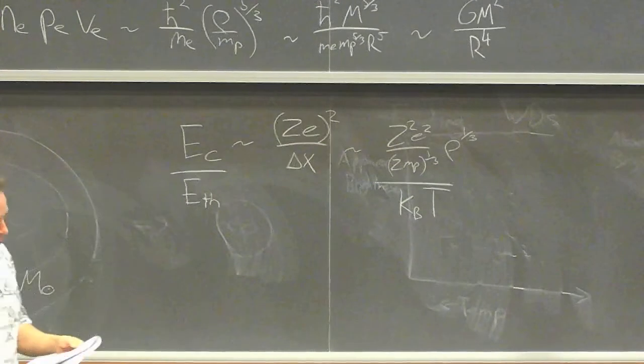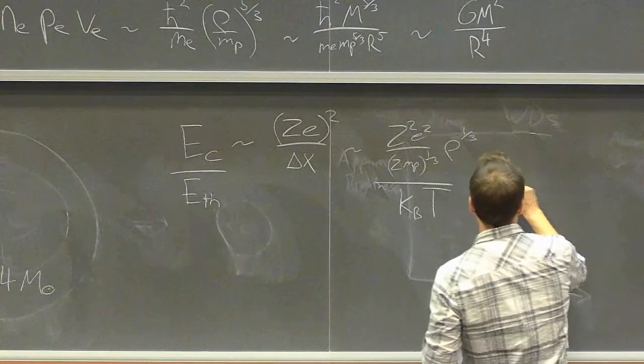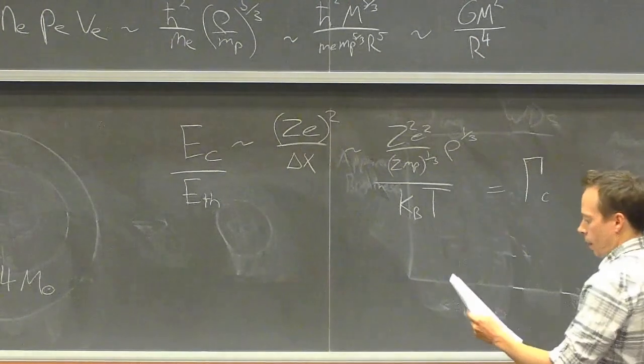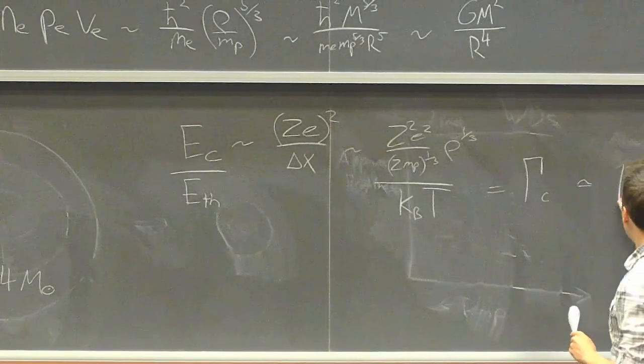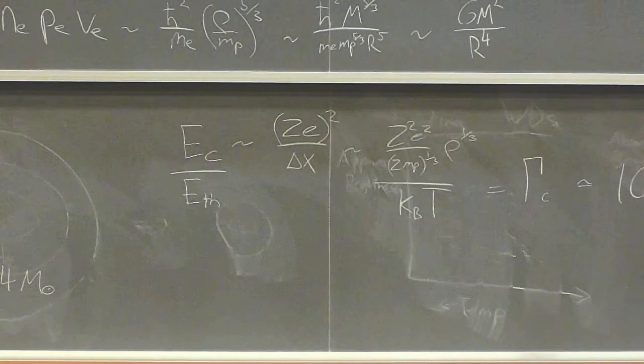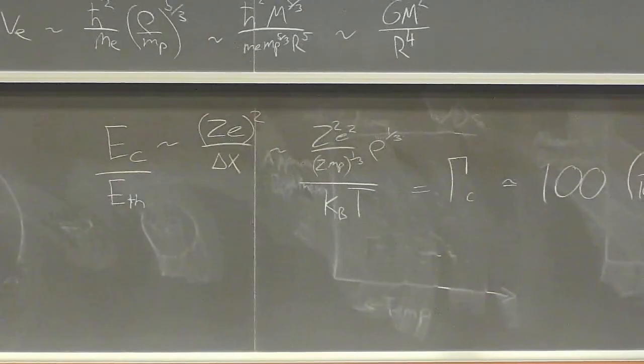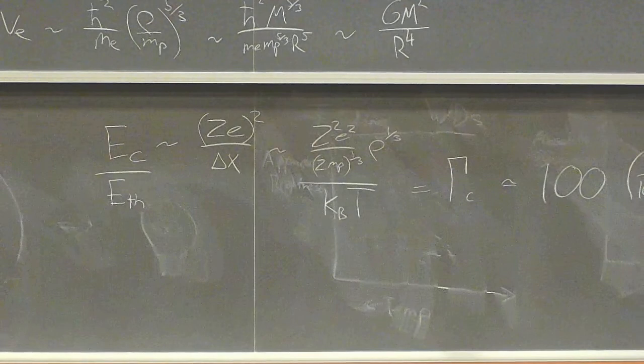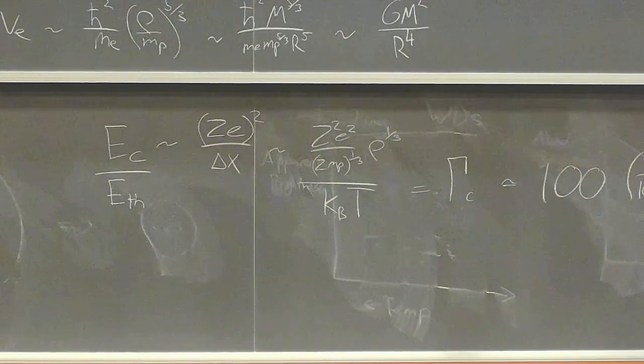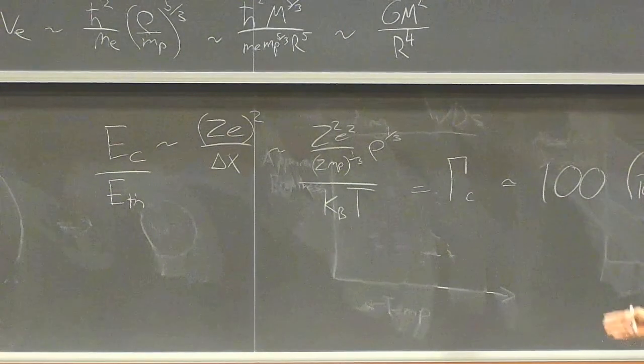And now this is an important ratio that we call the Coulomb parameter, gamma. It turns out this is roughly 100 for a temperature of 10^7 Kelvin and a density of 10^7, which is pretty typical for the interior of a white dwarf. So what this tells us is that this attractive energy starts becoming very important at sufficiently low temperatures.